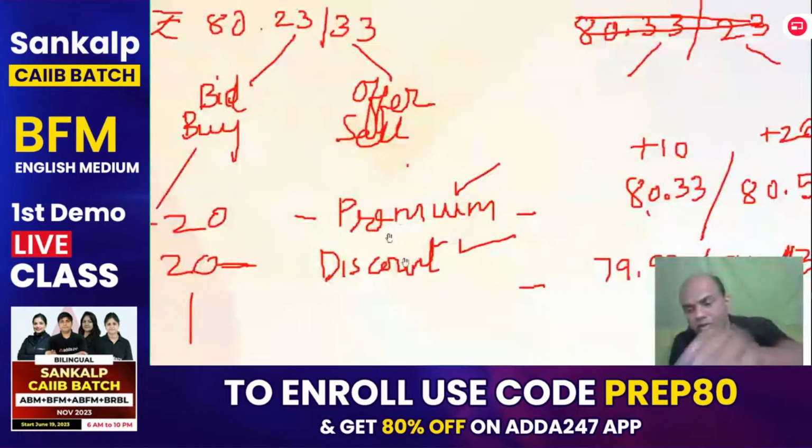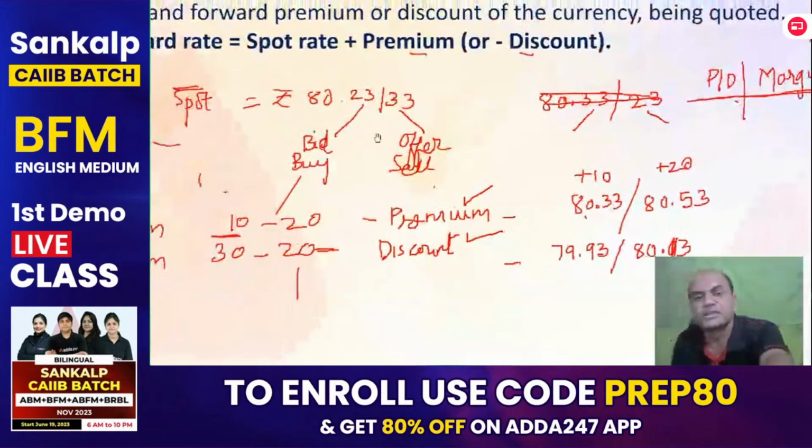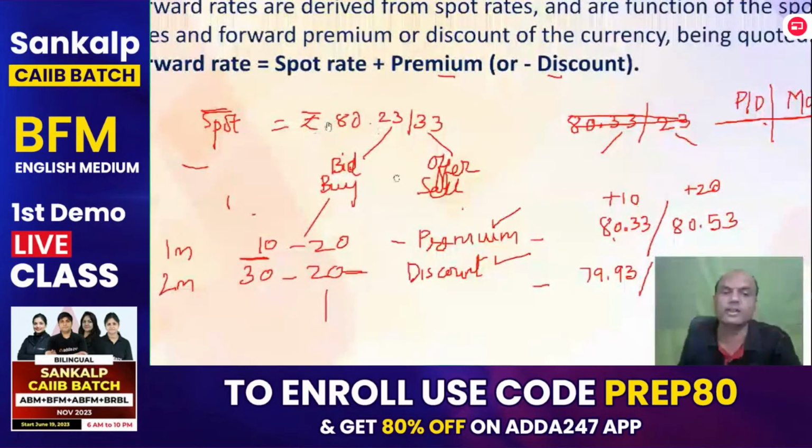Okay. Now let's solve this numerical. Spot is given as 80.23-33. And what do I want? I want the buying rate after 1 month. So how will I solve this? For 1 month, my currency is in premium. So 10-20, 20 means my right side is bigger. So it's in premium. Whenever my currency is in premium, I'll always add whatever is my difference amount, these points.